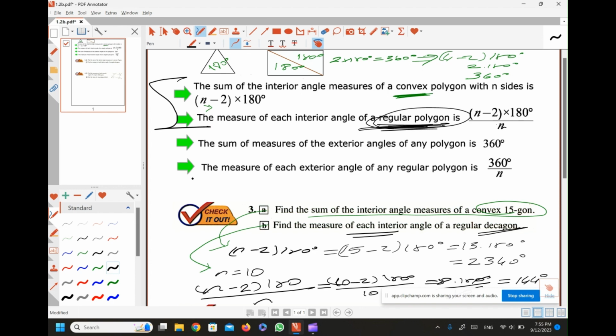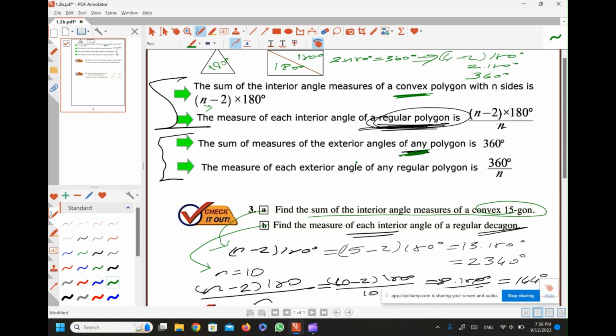Let's continue with the other two. The first two were about the interior angles. The first one is the sum of interior angles. The second one is each interior angle of a regular polygon. The other two are about exterior angles. So the sum of exterior angles of any polygon, it doesn't matter what polygon you have, regular, irregular, decagon, nonagon, it doesn't matter what kind of polygon you have, the sum of exterior angles of any polygon is 360.